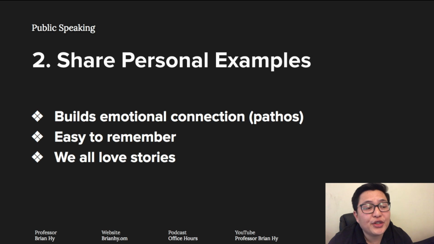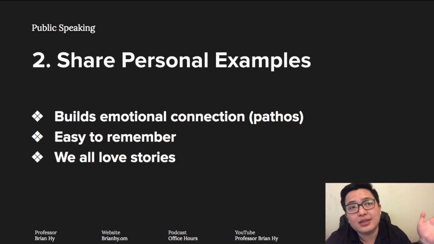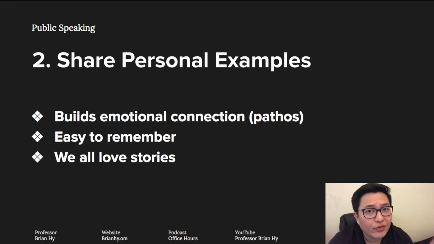Now, here's another reason why you should share personal examples: personal examples are easier for you to remember. One of the most difficult things that a lot of individuals have when presenting a speech is that they are concerned about forgetting a line or forgetting a topic. If you are super hardcore when it comes to preparation, ideally you would memorize your entire speech word for word. However, not everyone has that time or that drive to memorize their speech word for word.